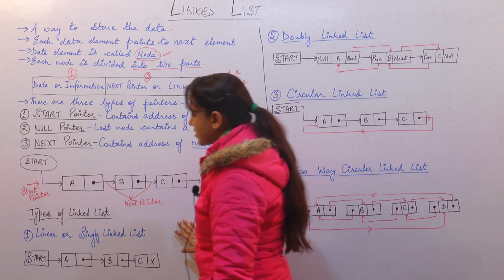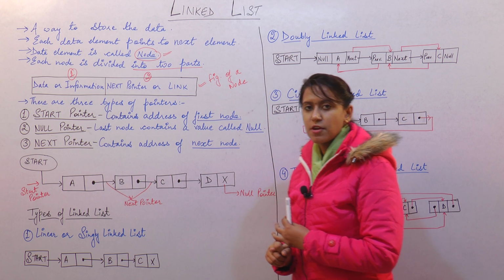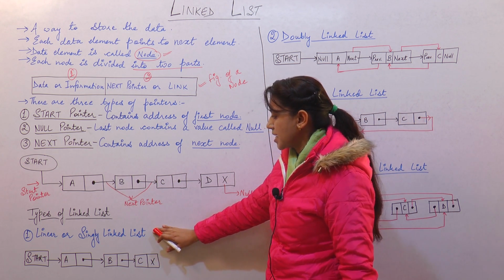Now coming towards the different types of linked list, we have mainly four different types of linked lists. The first one is the linear or single linked list.